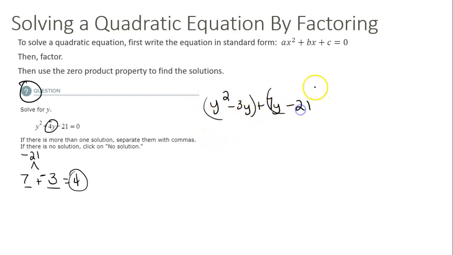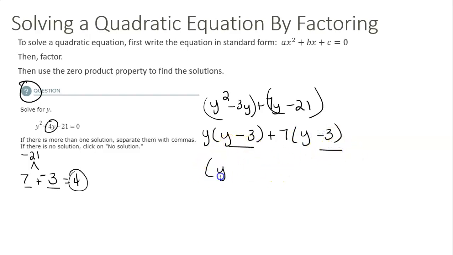Now I'm ready to factor by grouping. The GCF of the first group is y because both terms have a y. We're left with y minus 3. The GCF of the second group is 7 because 7 and 21 are both divisible by 7, and we're left with y minus 3. These match as they should, so it becomes y minus 3 times y plus 7, and before we would have been done.